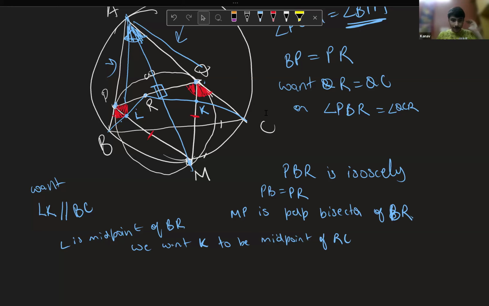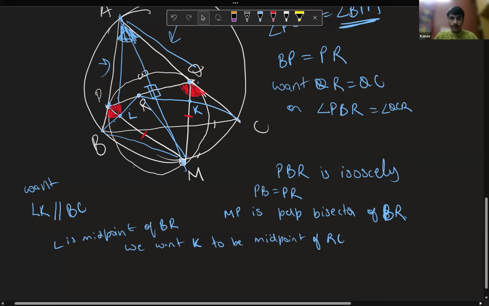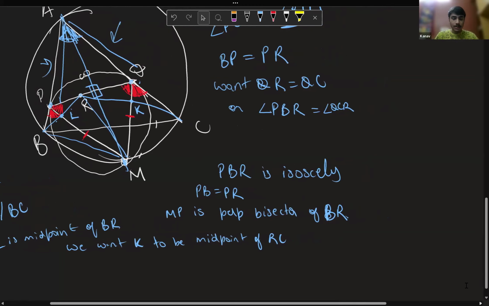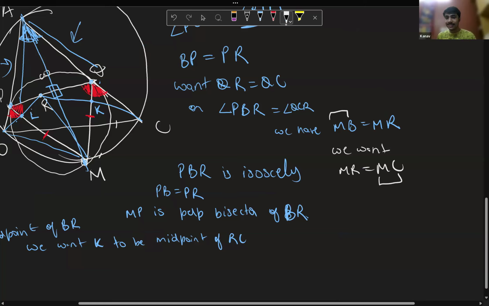Think of something easy. Think of something we have. We got MP as the perpendicular bisector. Let us use that. We have MB is equal to MR, right? We want MR equal to MC. But MB and MC are equal. So we are done.